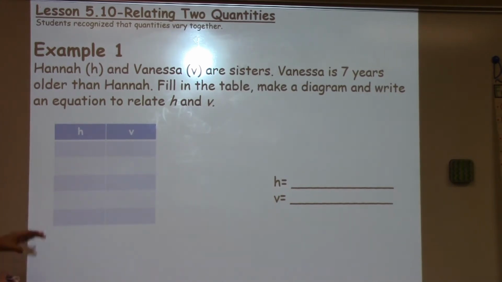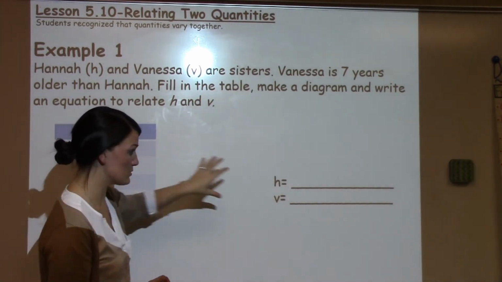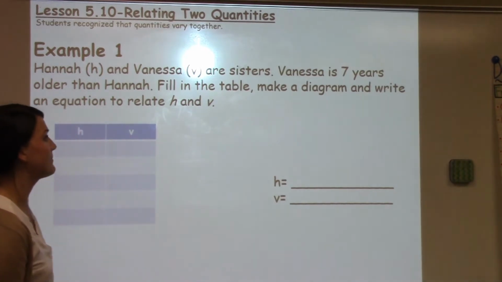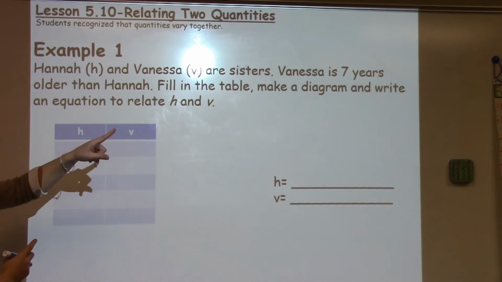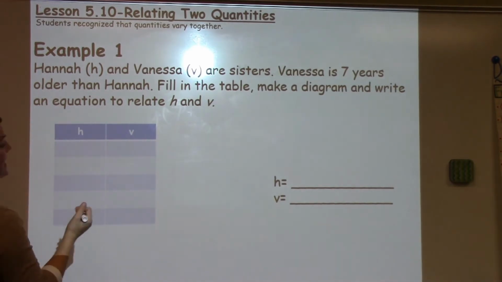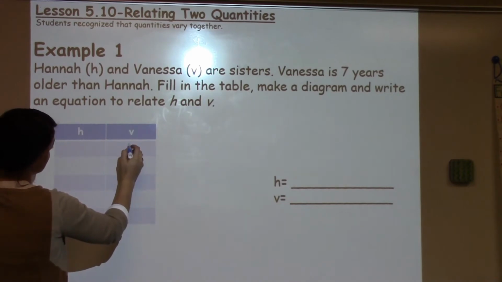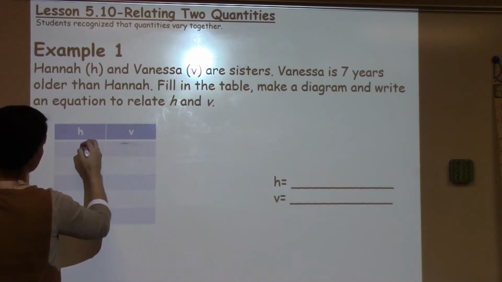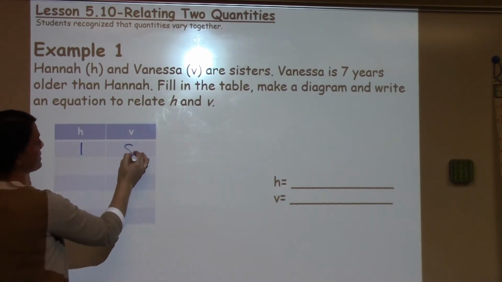Vanessa. So the first thing that I'm going to do is make a table, because visually that's the easiest step, and that will help me to write my equation and also make my diagram. So I have Hannah here and Vanessa. It says Vanessa is 7 years older than Hannah. That's information that I know. So I know if Hannah is 1, then I know that Vanessa is 7 years older than that. So that would be 1 plus 7, or 8.